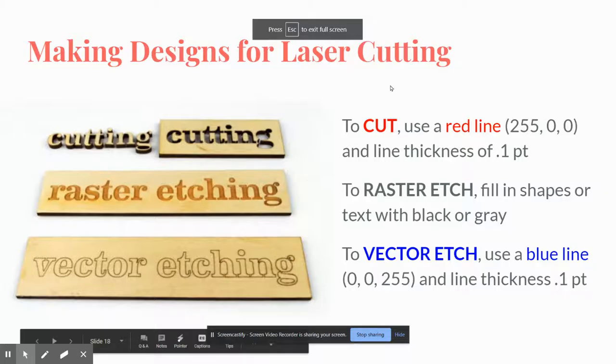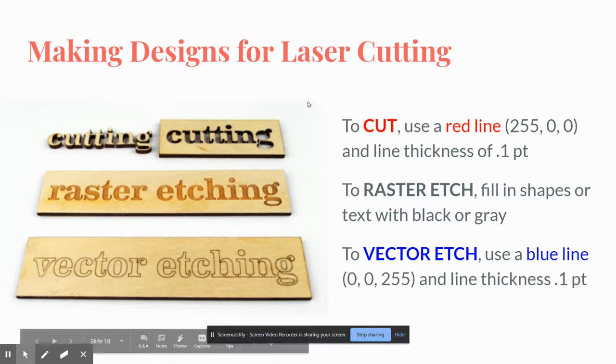So a laser cutter is capable of performing three operations. First, it can cut all the way through material. This is a vector cut. It cuts all the way through. And it knows what lines to cut because those lines are pure red, so 255, 0, 0 on an RGB scale. And the thickness of those lines is 0.1.